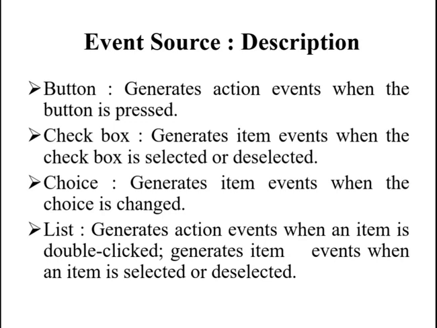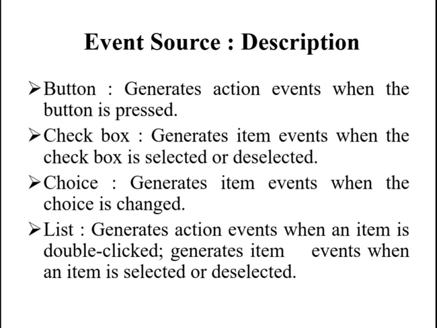Then event source descriptions. First one is a button that generates the action event when the button is pressed. Next one is checkbox source, that generates the item events when the checkbox is selected or deselected. Then the next one is the choice, generates the item events when the choice is changed. Next one is list, generates the action event when an item is double clicked.